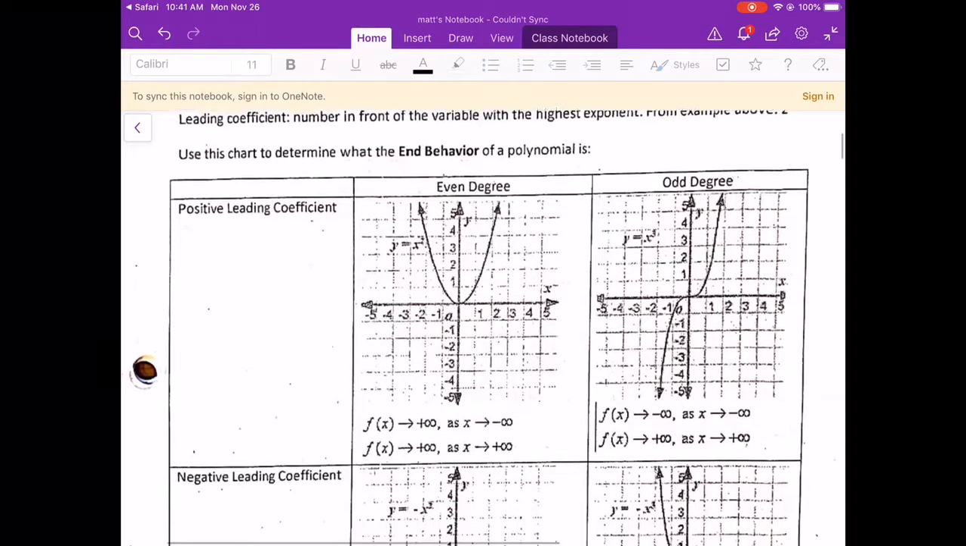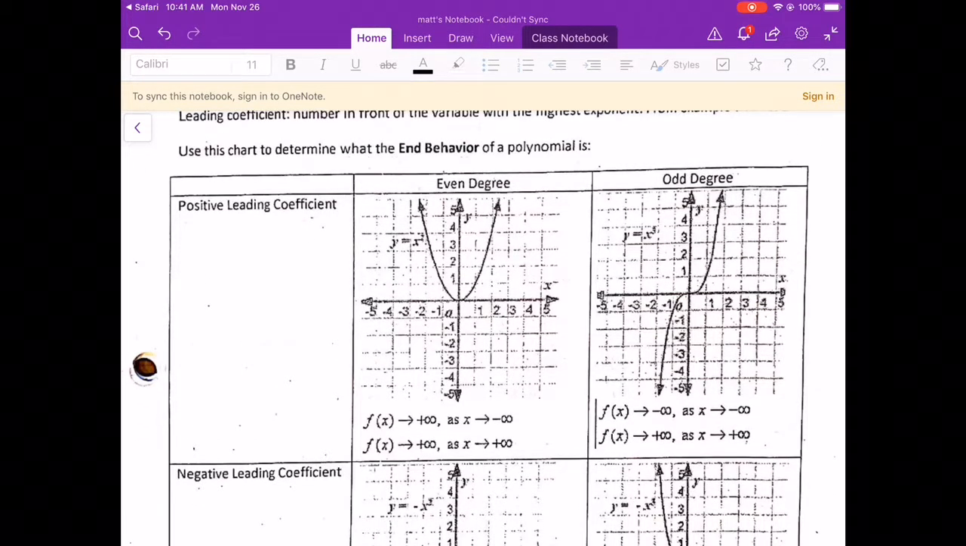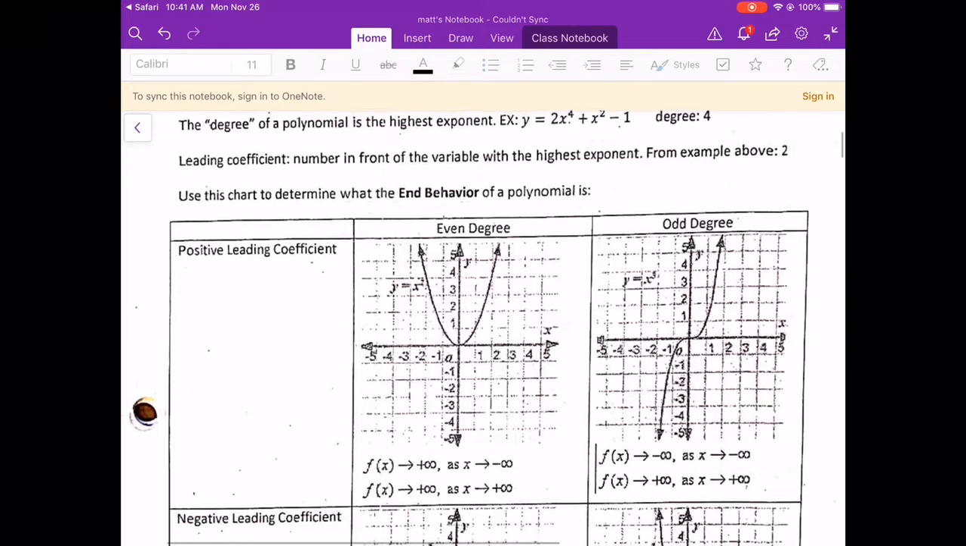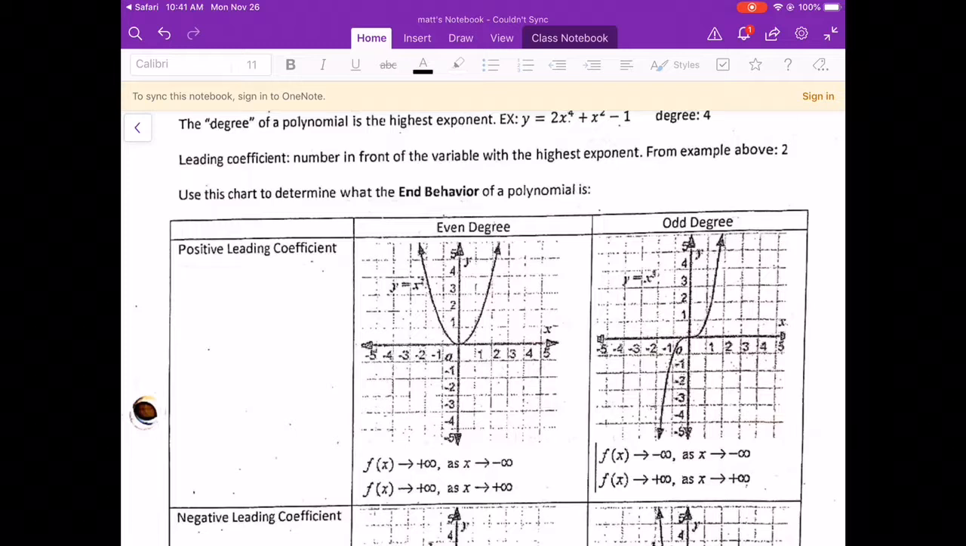So if you take a look at the first row of the chart that we gave you, the positive leading coefficient, that means the number out front of the highest variable is positive, then my even degree functions are going to be some version of this where both arms are pointing up. And my odd degree functions are going to be some version of this where both arms are going in opposite directions. So regardless of which direction I'm looking, the left side or the right side, the negative infinity side or the positive infinity side, for my even degrees, both arms will be pointing up. So the graph will be trending toward positive infinity.